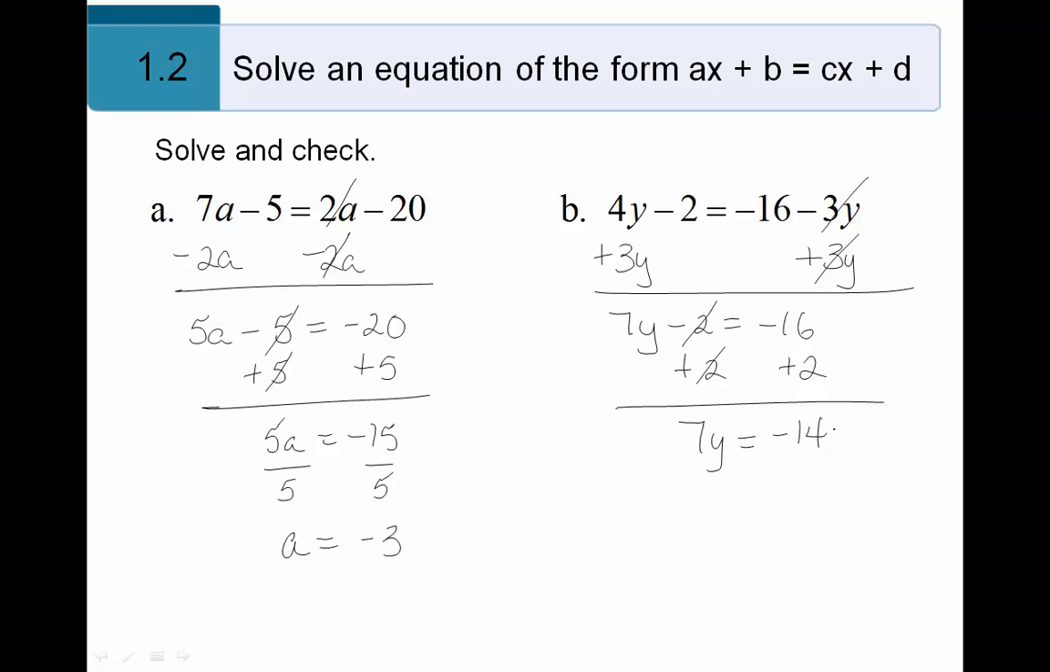The fourth step is to remove the coefficient. All right, let's divide both sides by 7 to accomplish that. On the left-hand side, 7 divided by 7 is 1, so we get 1y or y. On the right-hand side, negative 14 divided by positive 7 is negative 2.